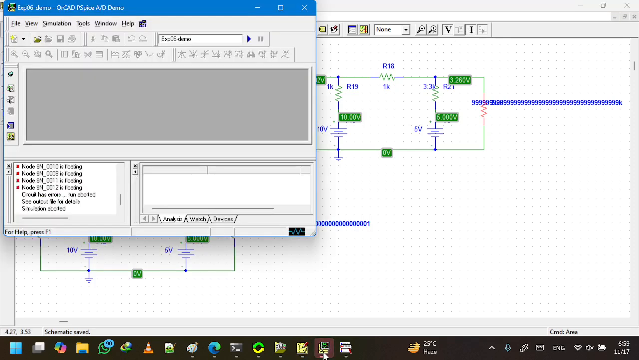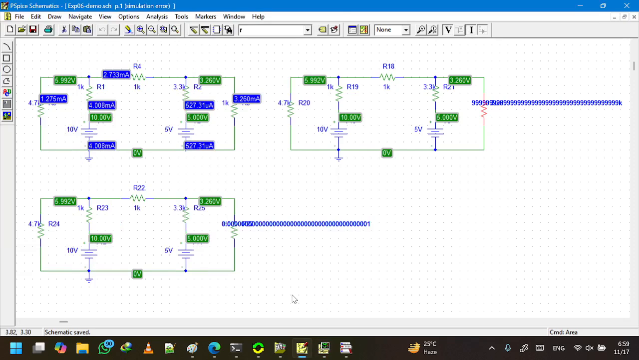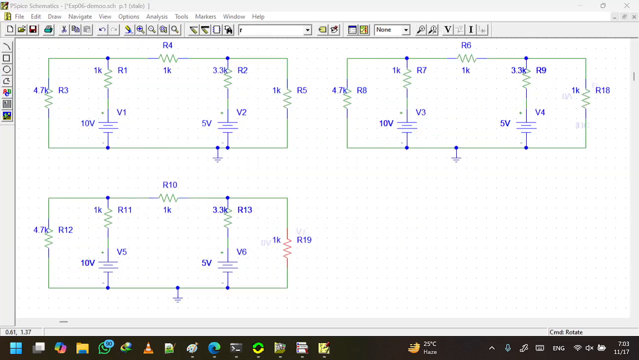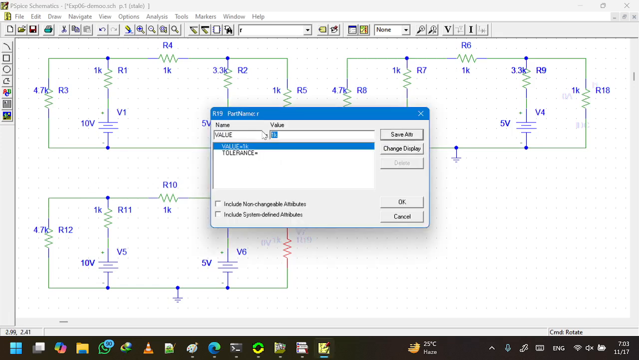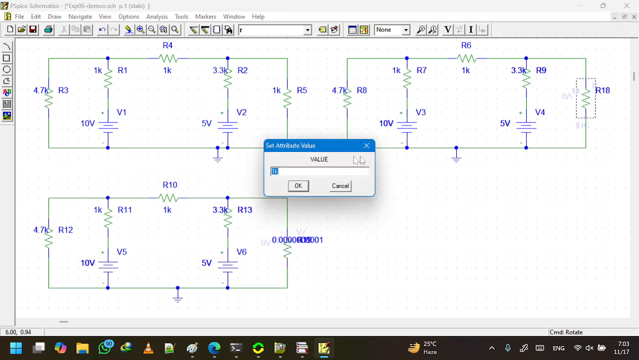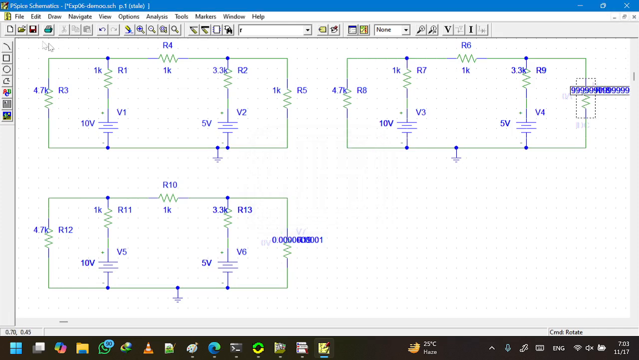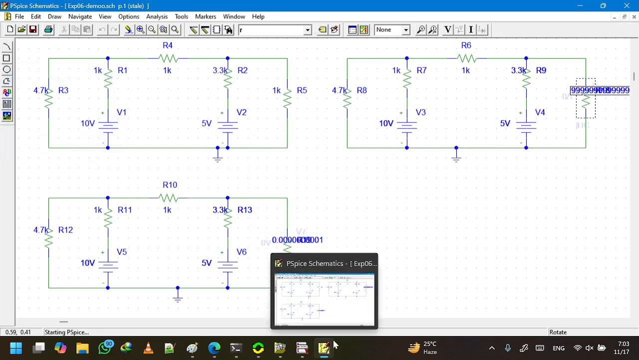Nothing is happening. I don't know what's wrong. Node is floating. Let us see what's wrong. Let me reconnect them once again and change the values to something very low: 0.00001 for the short circuit, and a very high value for the open circuit, many nines. Okay, so let us save and try to simulate.